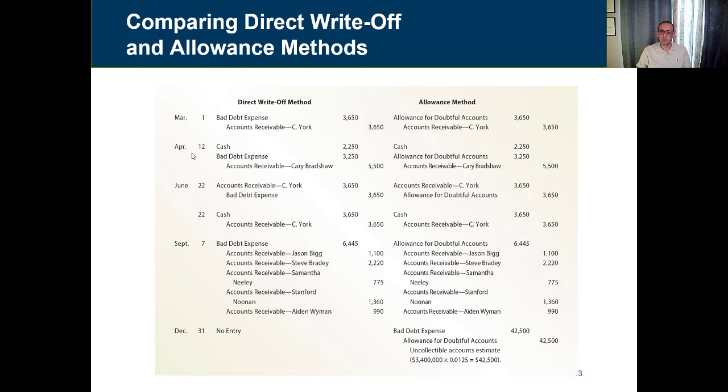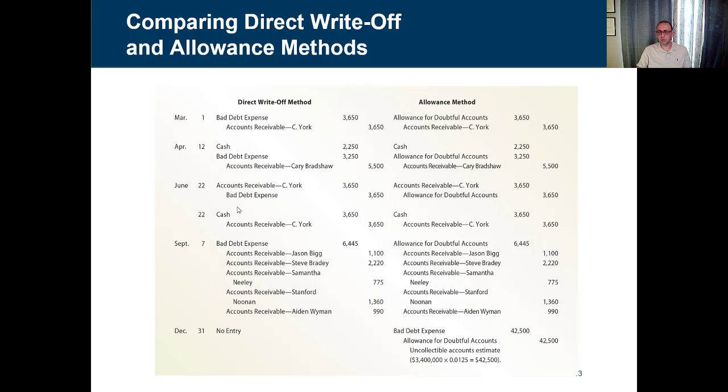Then on April 12th, where we have some cash collected, so we have an account from Carrie Bradshaw for $5,500. They paid part of it, but for the remaining part, they couldn't pay. So we debited cash, we debited the bad debt expense, and then the accounts receivable balance was credited. So this is an example for an account that's been partially paid. And then if you compare that to the allowance method, it's almost the same. The only difference, except of using bad debt expense, we use allowance for doubtful accounts.